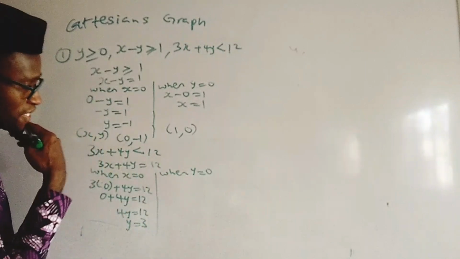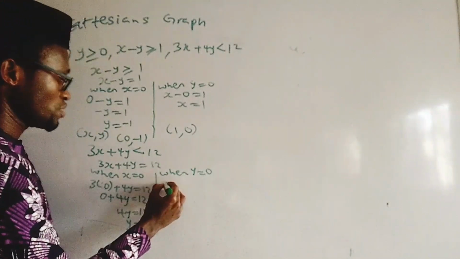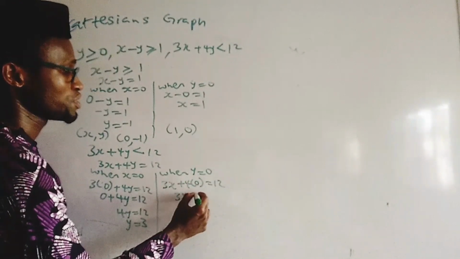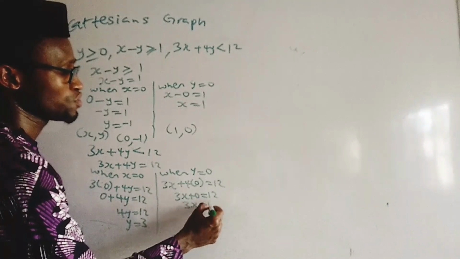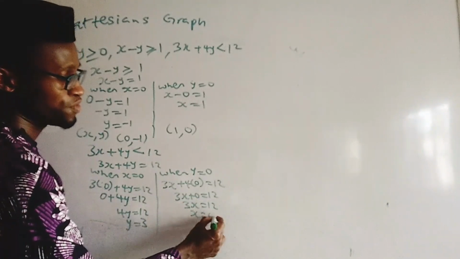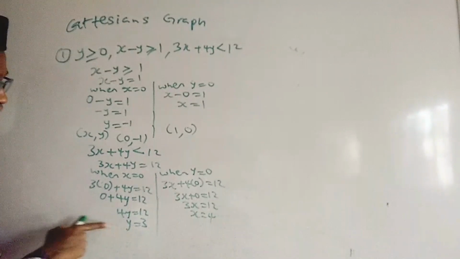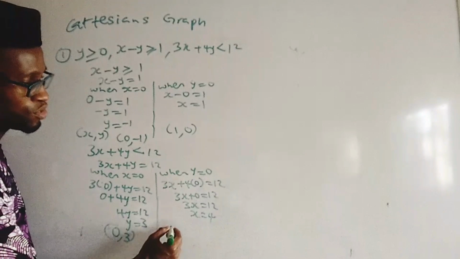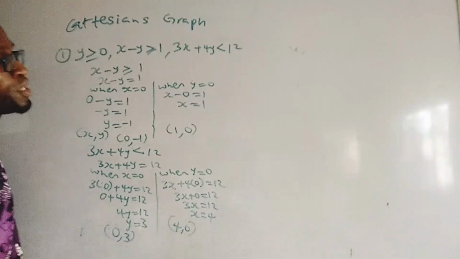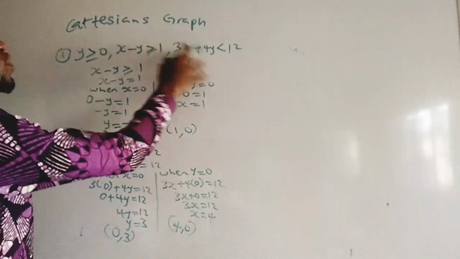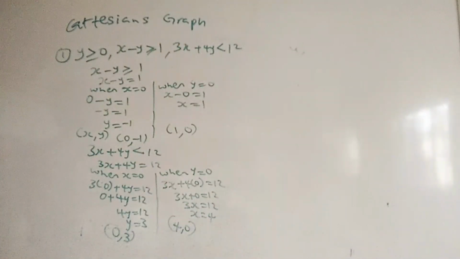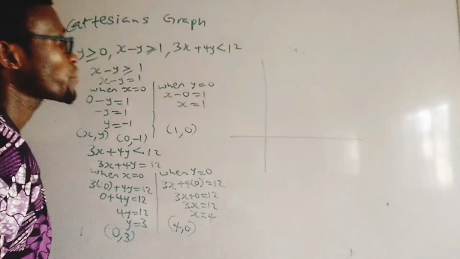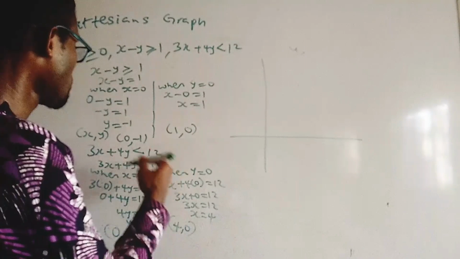Now for the other side, we are going to have 3x plus 4 times 0 is equal to 12. 3x plus 0 is 12. 3x is 12. Then dividing both sides by 3 gives us x equals 4. So the point here is going to be 0, 3, and the point here is going to be 4, 0. Now, after getting these points for these two linear equations, it's time for us to represent this on our graph. So we just have to put all these points on our graph.